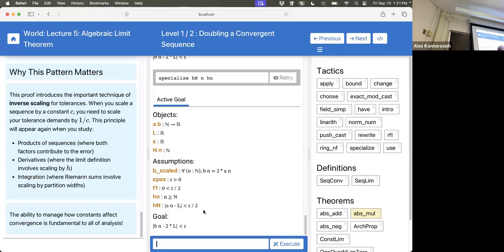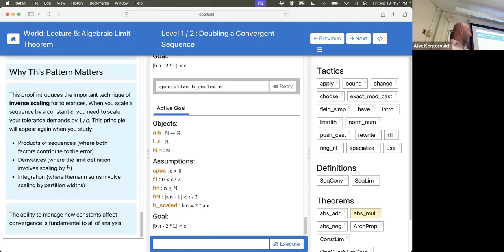My goal is to show that Bn minus 2L is less than epsilon. Let's specialize first. Let's specialize, what is it called? B scaled to n. That's the, for which n, it used to say for all n. Which n do we want this? We want this for the little n that we have. Now we rewrite B scaled at the goal. And now I have A 2 minus an minus 2 times L is less than epsilon.